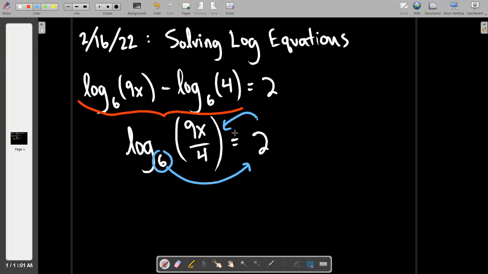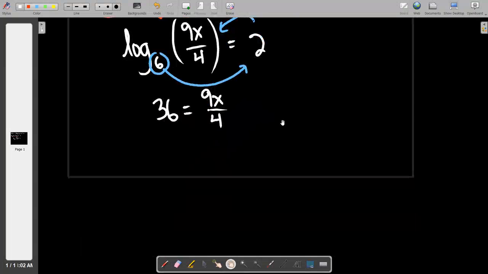And we only can get away with this now because we've written the equation as a single log equals a single thing. I couldn't have done this in step 1 because I didn't have it condensed into a single log. That's why we have to condense. And now that I've done this, what is 6 to the power of 2? So I have 36 equals 9x over 4. And it happens pretty quickly.